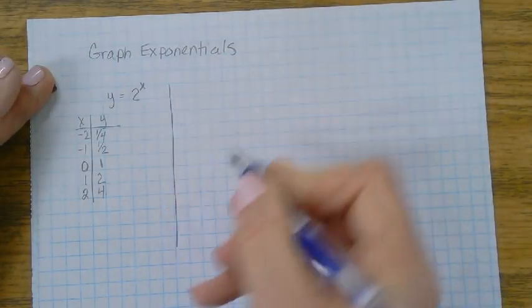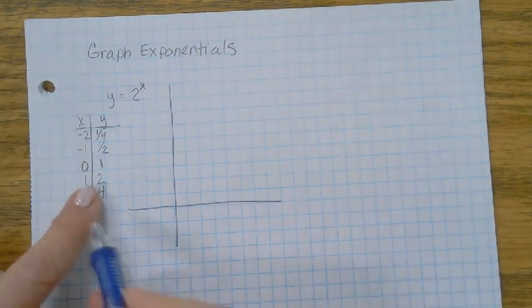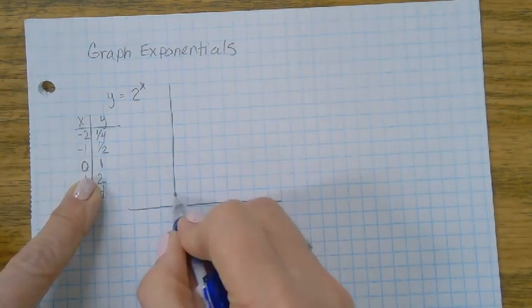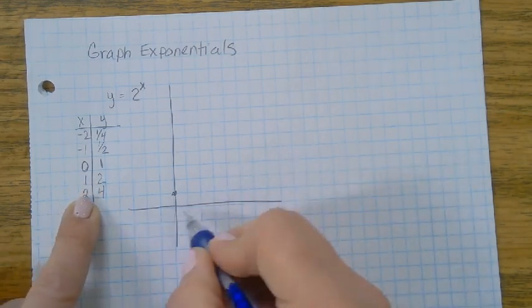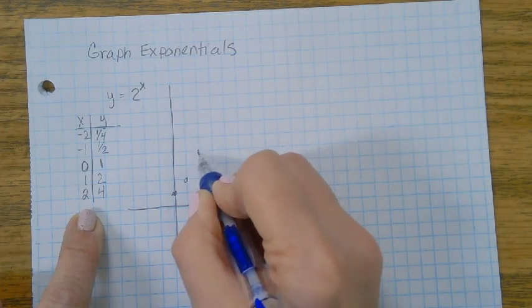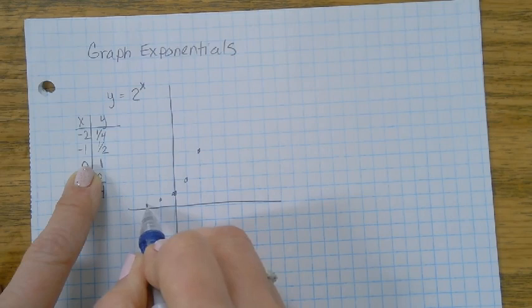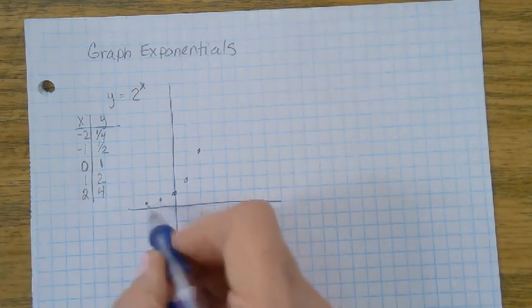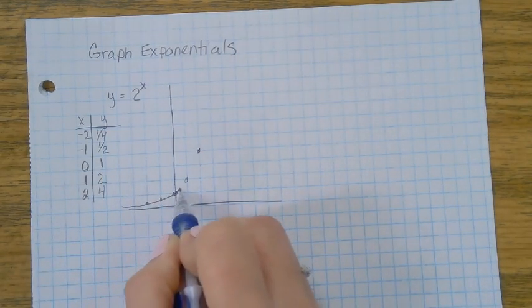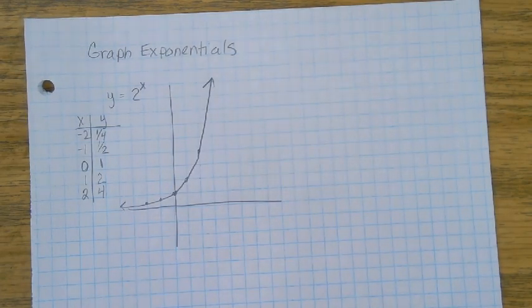I'm going to start with a 0. 0, 1. 1, 2. 2, 4. And then negative 1, 1/2. So that's what the graph of our exponential will look like.